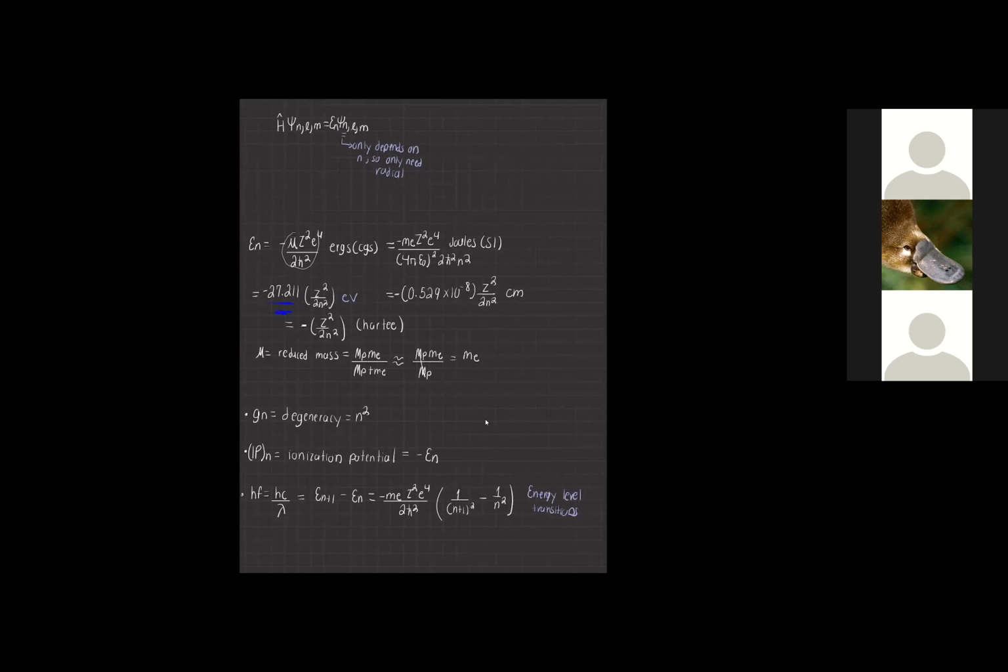Is it negative? Yes, negative, because for a hydrogen atom, energy is always negative. For ionization potential, it's always positive, because it's just equal to negative E_n. If you want to find the difference between two ionization potentials, it would just be E_n of one of them minus E_n of the other, since they're both positive, so you can just subtract them.